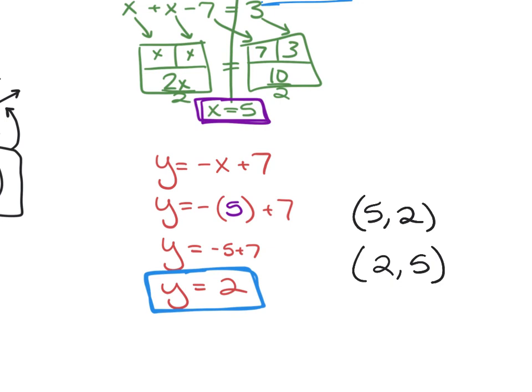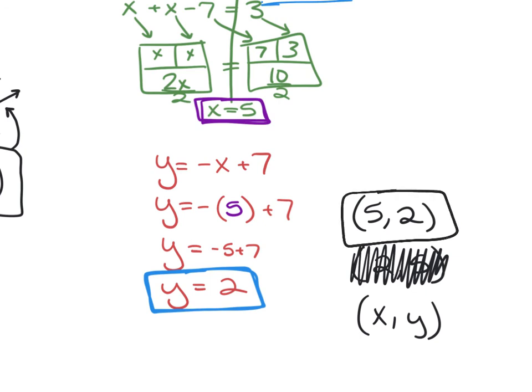Hopefully you notice that because coordinates are always written as x comma y, we need not the second one of 2 comma 5, but we actually need to write it with the x value coming first. We got that the x value is 5, so 5 goes first in my parentheses. We got that the y value is 2, that means 2 goes second in my parentheses. This is what we think the solution to the system is.